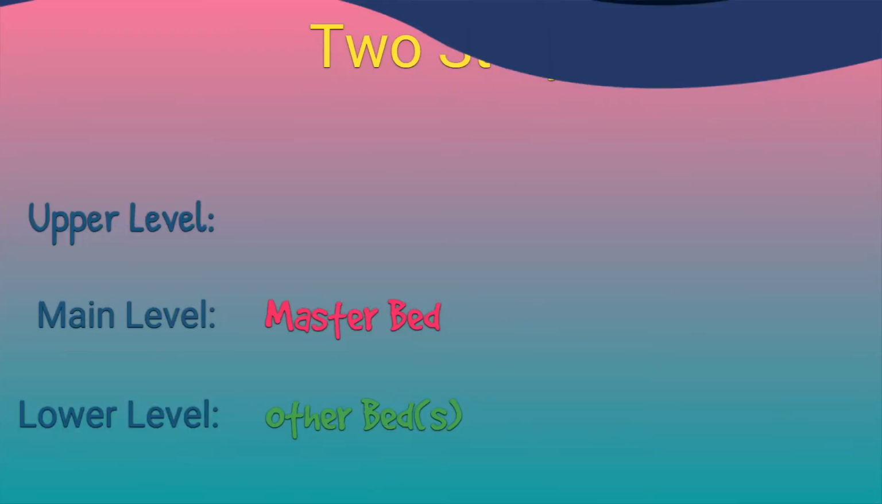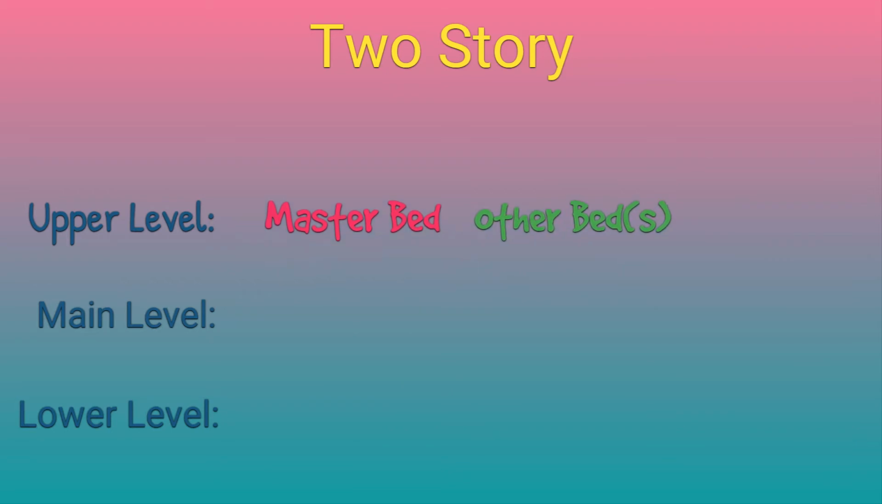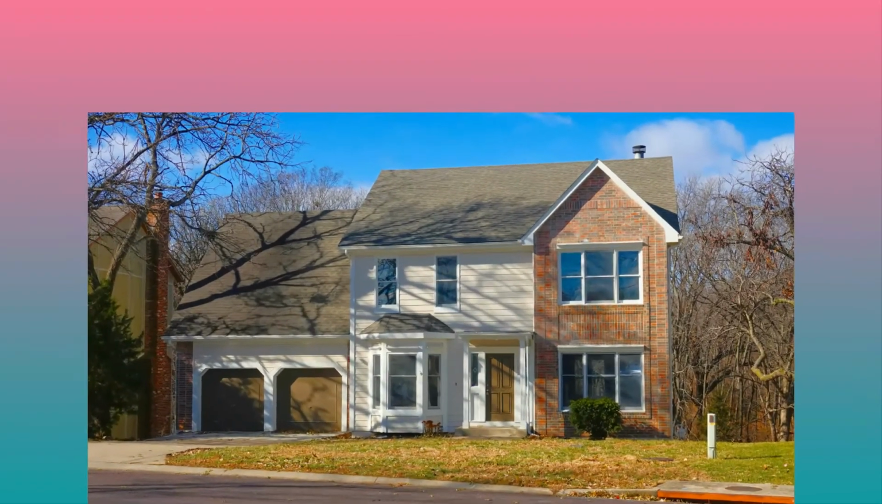Next, we have a two-story home. These homes tend to have great curb appeal. In a two-story plan, all the bedrooms are on the second level. The main level contains the common living space, the kitchen, the living room, and so forth. Access to the garage is also on the main level. Here's a great example of a two-story home.